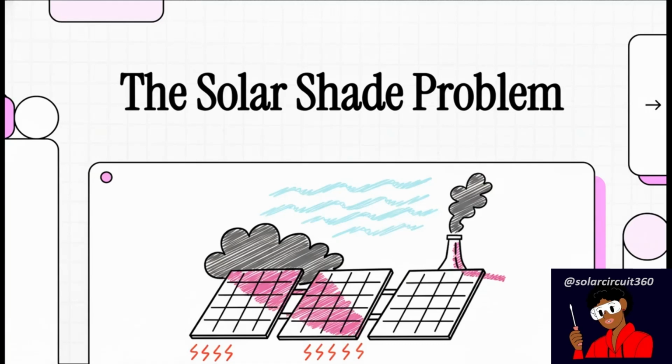You ever see a shadow from a tree or a chimney slowly creep across your solar panels and just kind of wonder, what is that really doing? Well, it's doing a lot more than you might think. Today, we're going to break down what's known as the shade problem.